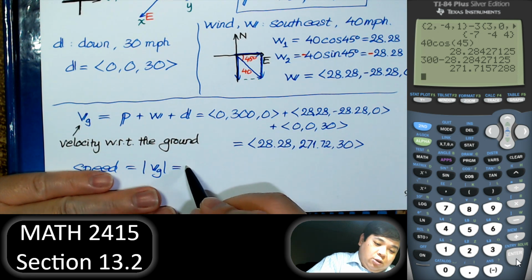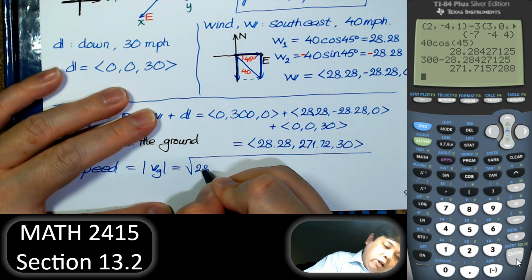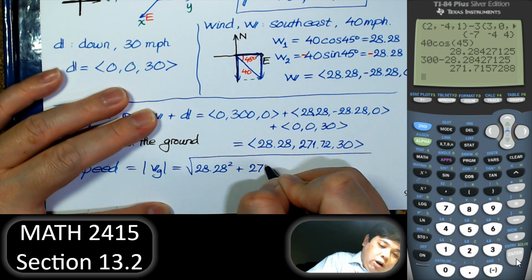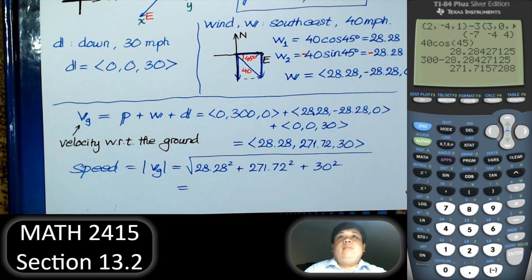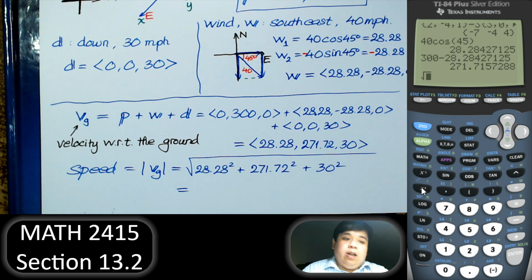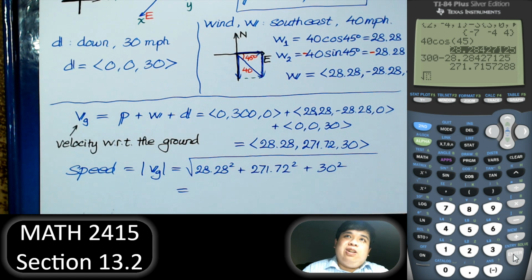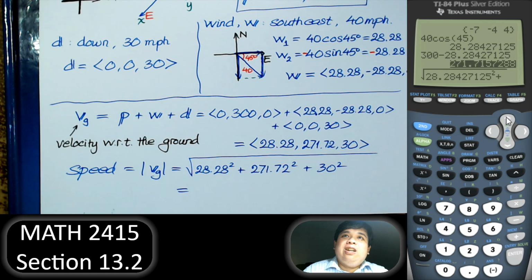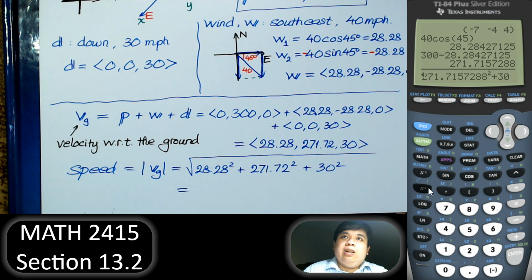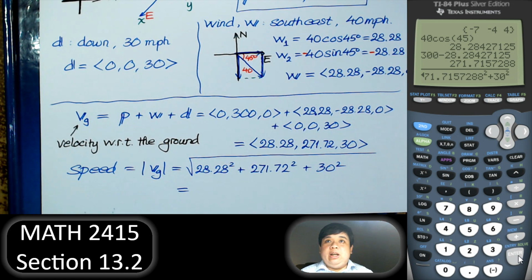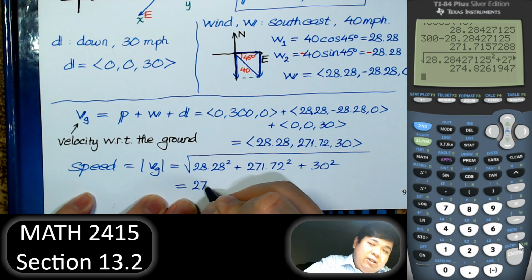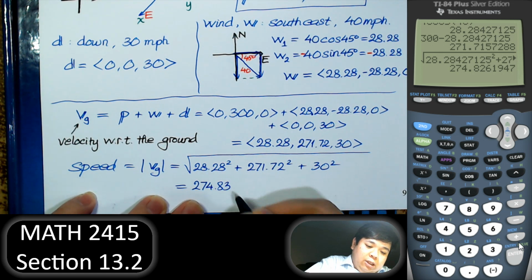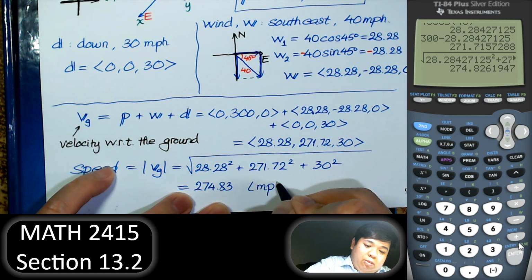If we want the speed, we just take the magnitude. And so magnitude of that, so square root of the square of the components. 28.28 square, 271.72 square, and then 30 square. So square root of, now we can just take this number square plus that number square plus 30 square. Right. So we actually take the whole numbers instead of rounding like we do here. And we have 274.826. So again, 2 decimal places will be good enough. And the unit, all of this, is still miles per hour.